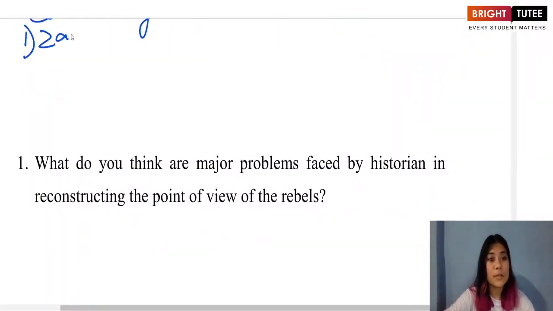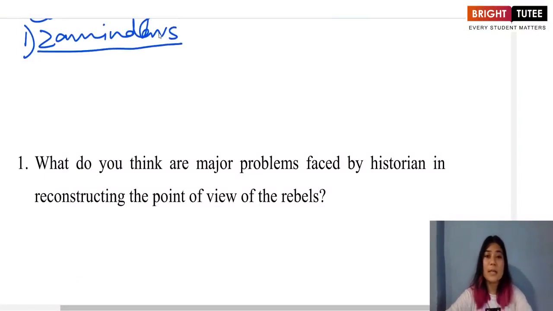Alright, to what extent did the vision of different social groups differ? Number one, zamindars. Now, the zamindars' lands were annexed. The zamindars were stripped of their holdings, their properties, their land. So the zamindars were angry towards the British government. They were removed from the position of power which they enjoyed before 1857. So that was the zamindars' main problem.